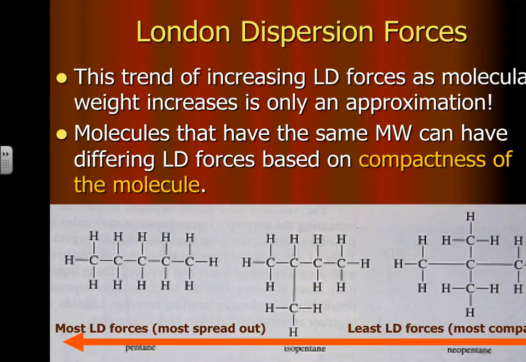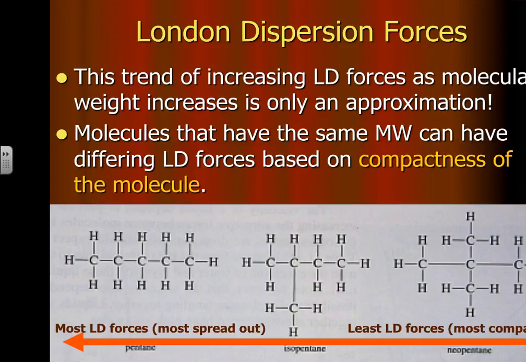So that's an important thing, especially as you would move into homework. Think about this, that molecule compactness is sort of the secondary thing to look at if molecular weights are the same. Okay, so that's pretty much the whole story there with London dispersion forces. As we continue on, we'll talk about dipole-dipole and then hydrogen bonding, and then I will summarize at the end and kind of give you the full rundown.